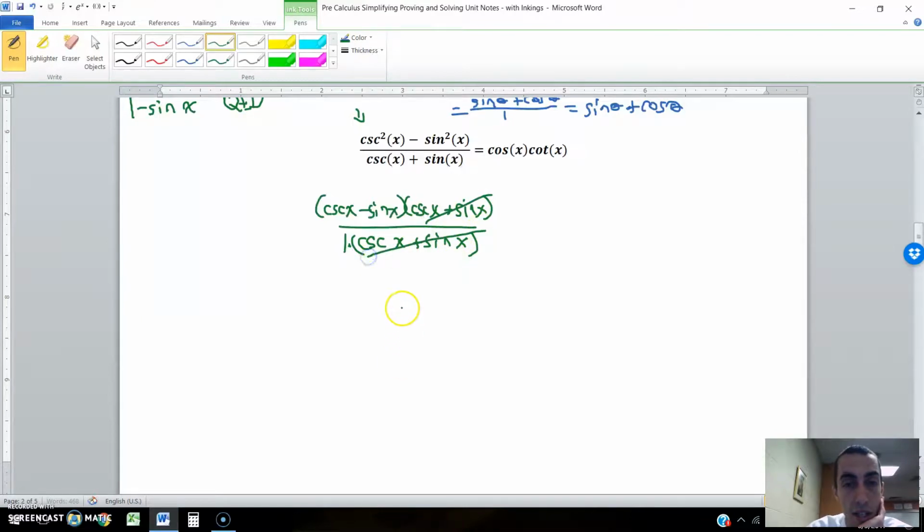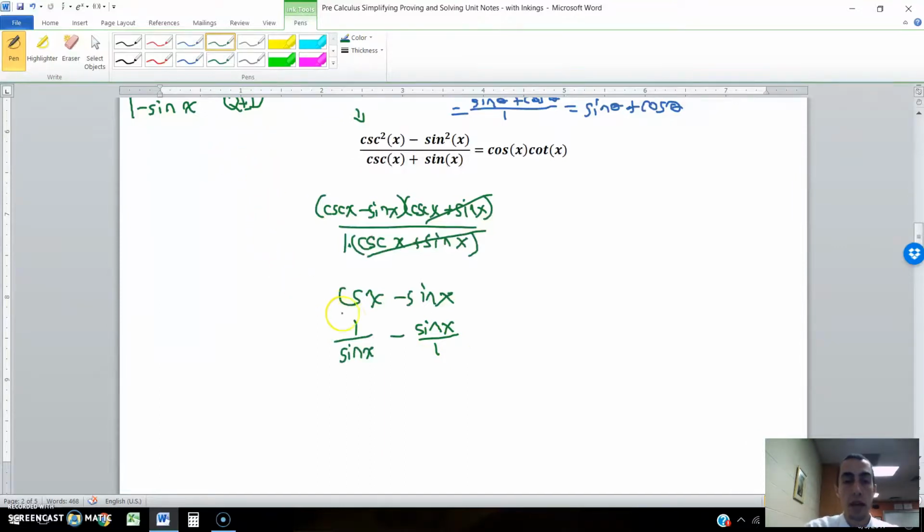Cancel, cancel. And I've got cosecant of x minus sine of x divided by 1. Divide by 1, and it's just cosecant of x minus the sine of x. Now, we don't have it looking like the right side just yet. So at this point, I'm going to use tip number 3, sine and cosine it out. That's 1 over sine minus sine of x. I'm going to change it into a fraction, sine of x over 1.